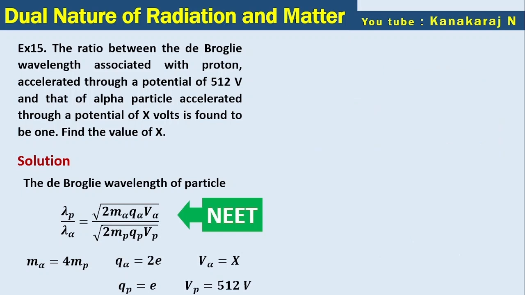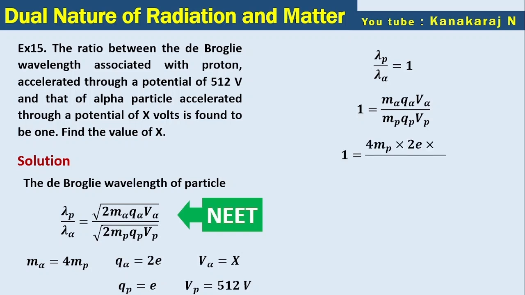Before that, in the problem it is given that lambda p upon lambda alpha equals 1. They are equal. So, 1 equals mass of the alpha, charge of the alpha, voltage of alpha divided by mass of the proton, charge of the proton, voltage of the proton. We take the square on each side and get this equation. Let us substitute mass of the alpha as 4 times mass of the proton, charge of the alpha as 2 times e, and V alpha as x. We need to find this.